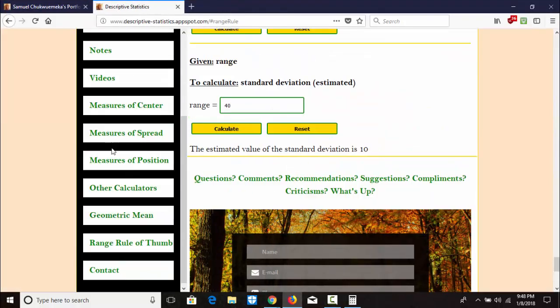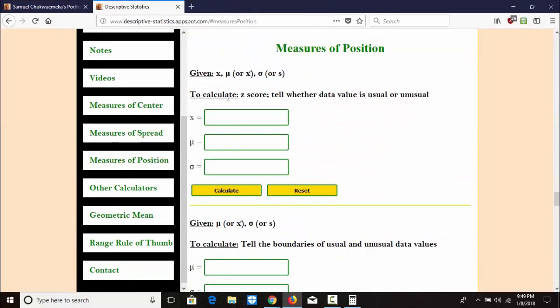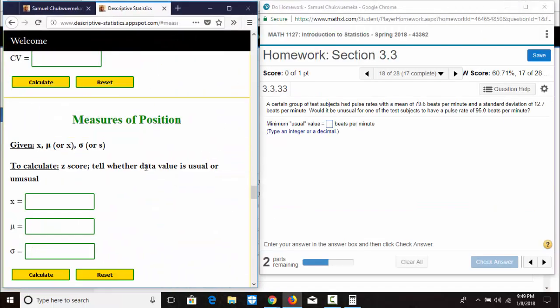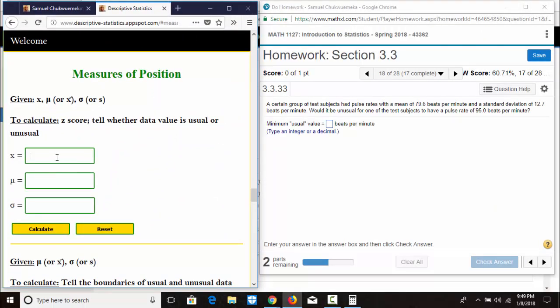So we go to measures of position to get our z-score. The x in this case is 95.0, which is just 95. If you want to put 95.0, that's fine. The mean is 79.6. Standard deviation is 12.7. Okay, and press the enter key or you press calculate.